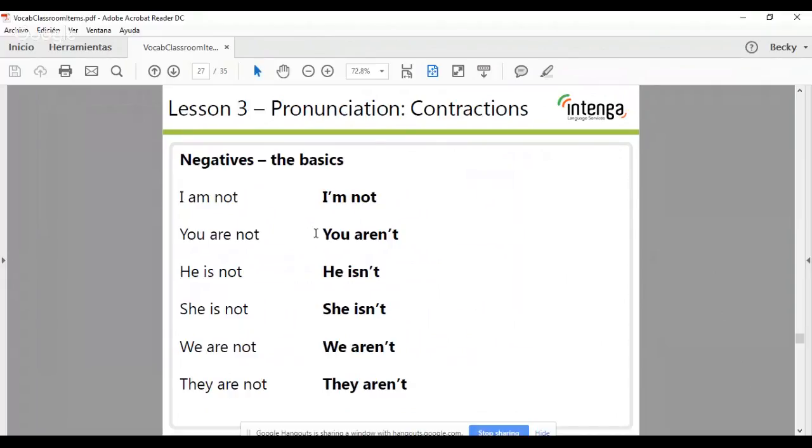So you are not, you aren't, or you're not, joining the subject and the verb to be again, plus not. Okay. So he is not, he isn't, or he's not. She is not, she isn't, she's not. We're not, we aren't, we're not, they're not, they aren't, they're not.